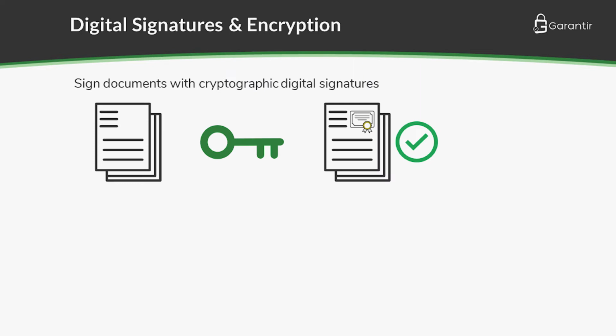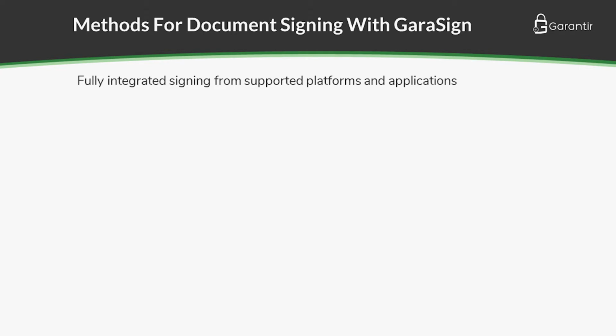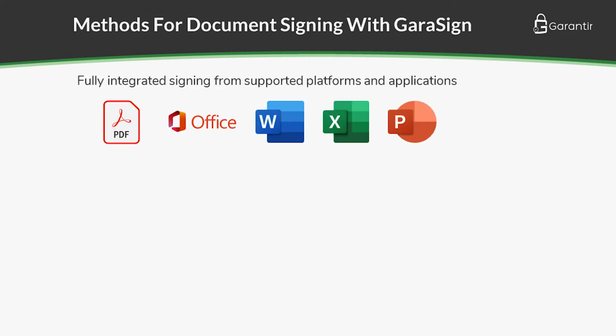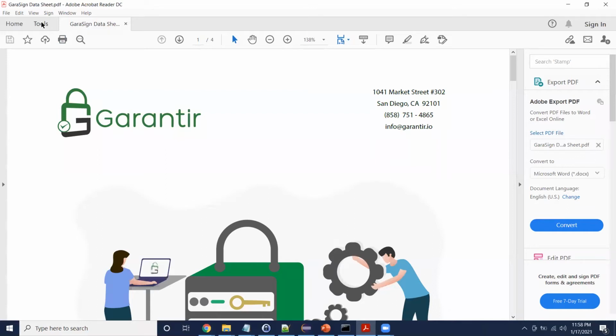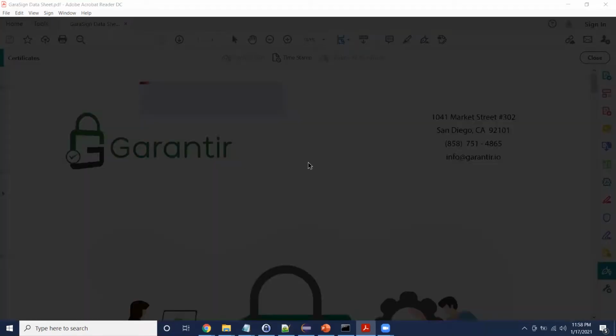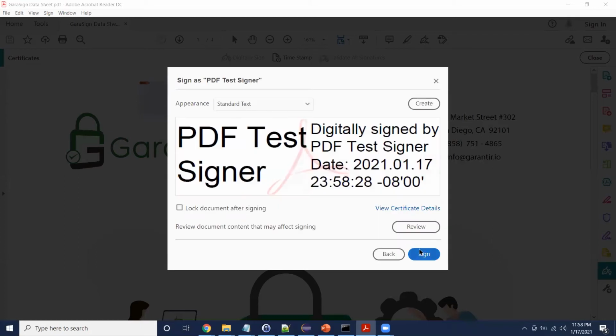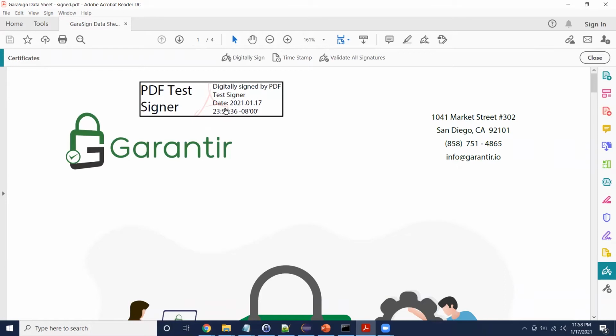With GaraSign, you can sign and encrypt documents in many different ways, such as supported applications such as PDF clients, Microsoft Office, and so on, command line tools that support single and bulk document processing, and programmatic methods via our APIs or pre-built SDKs. Let's first sign from an Adobe PDF application. And now we see the document is signed.